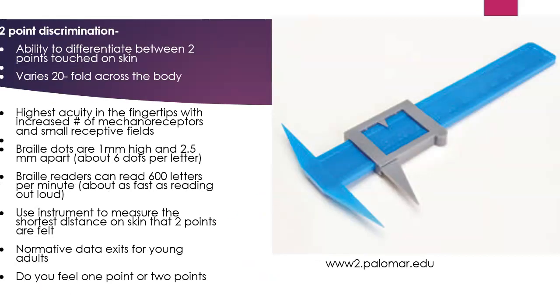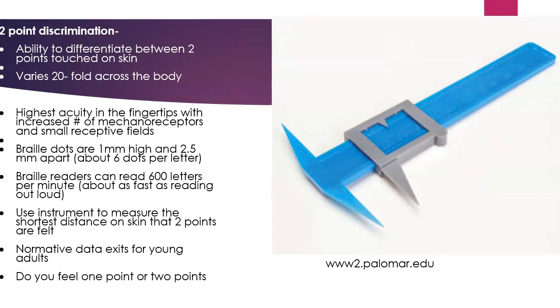Here, this is a tool to test the 2-point discrimination that you saw earlier. This is that ability to differentiate between 2 points touched on the skin at the same time. And that varies depending on the skin across your body. Again, we know that the fingers are more sensitive than the area of the skin on the back. So the highest acuity is in the fingertips with increased number of mechanoreceptors there and those small receptor fields.